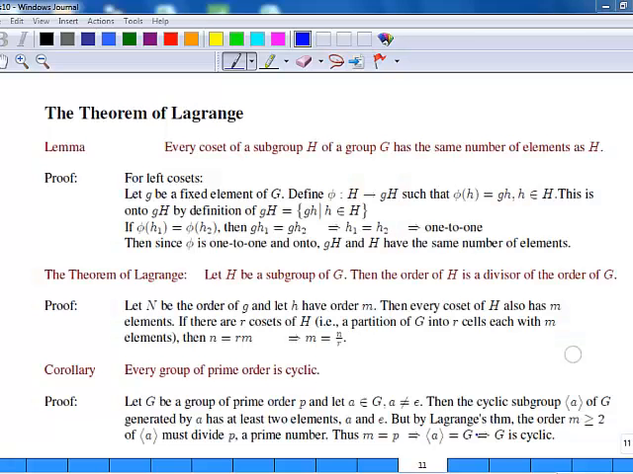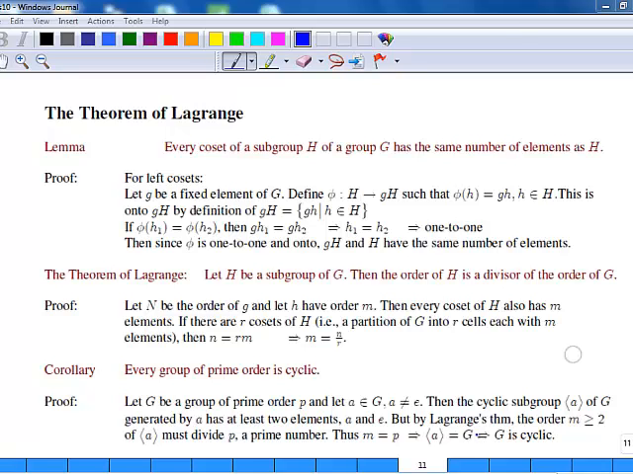First thing you take note of Lagrange theorem is that every coset has the same number of elements. So if you have a coset that consists of 4 elements, then every coset has 4 elements. If a coset has 2 elements, every coset has 2 elements. So the cosets have the same number of elements.